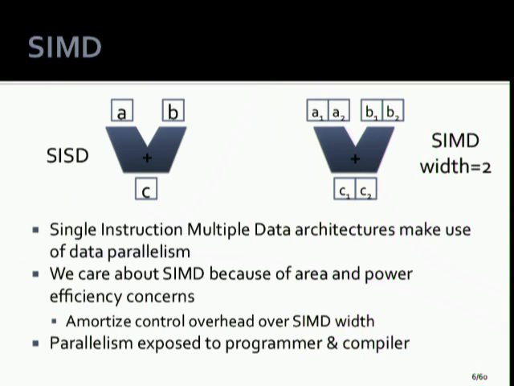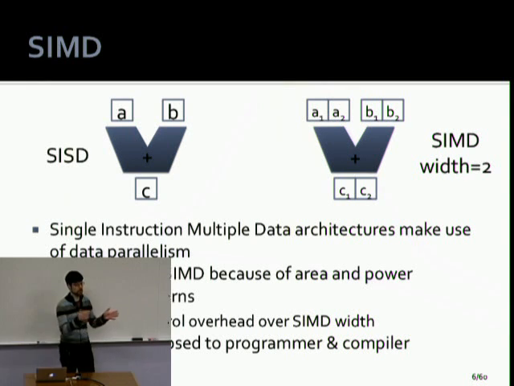The reason that we care about using SIMD, why it is widespread, even though it does make programming more difficult, is because it's more efficient in terms of power especially, and also in terms of area. We're trying to amortize the control overhead of running instructions over multiple copies, right? And so this gives us efficiency, but it exposes parallelism to the programmer and the compiler.